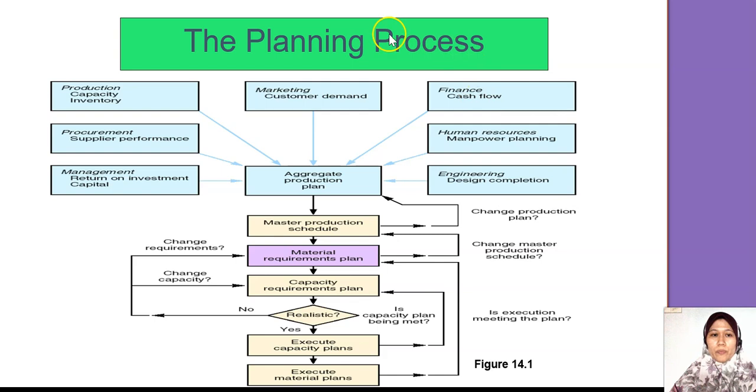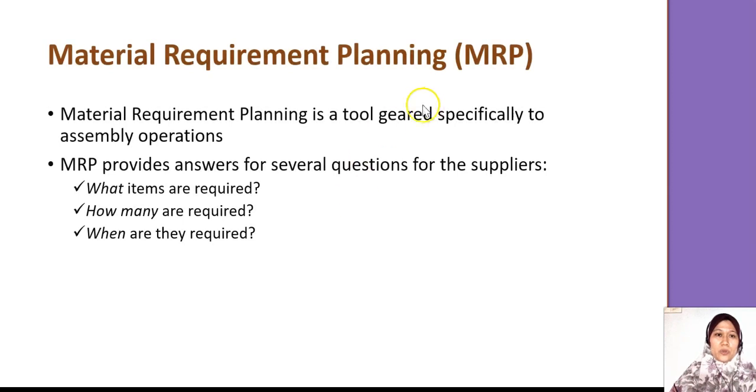When we look at the whole picture, we need to do the aggregate planning, followed by MPS, and the final one we'll do in a very detailed way in the MRP. MRP stands for Material Requirement Planning, and it helps us answer these questions: what items are required, how many are required, and when they are required. We need to know all this information in the MRP table.